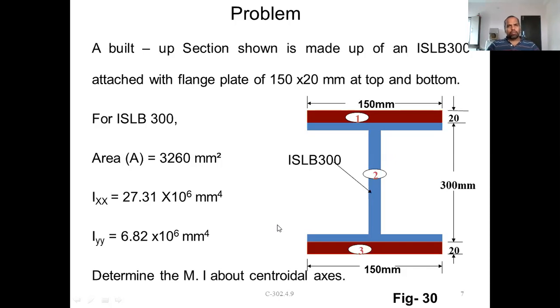Please think for a minute about how to calculate the moment of inertia.